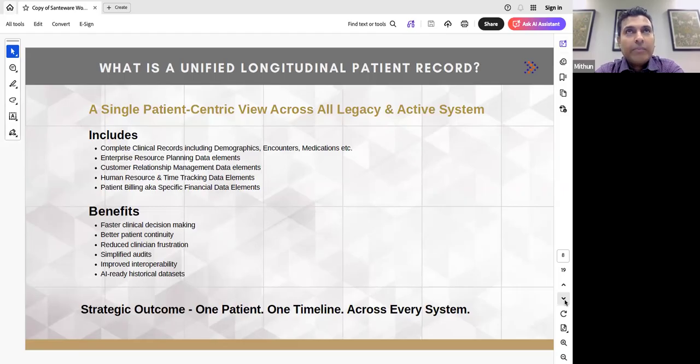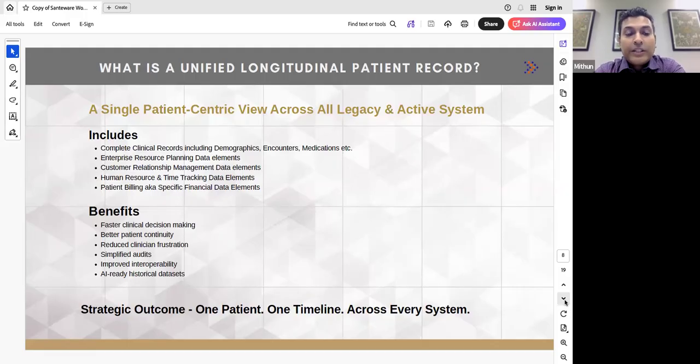Faster clinical decision making, because the clinicians have access to the legacy data and active data, and they have the complete clinical context. They can see the timeline of when the patient's encounters were made and what different diagnosis was made during those encounters. It gives you patient continuity, and it also reduces clinical frustration because they don't have to reach out to the IT department every single time they need to access patient data which is 2 years, 3 years old.